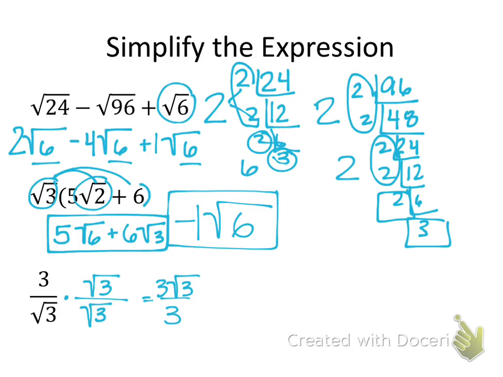What can I do now? Simplify. I can cancel those 3's out. They're both whole numbers. Now, I could not cancel the square root of 3 and 3 out because those are not like terms, okay? But I can cancel the whole numbers out. And I'm only left with the square root of 3, which is my final answer. Okay?